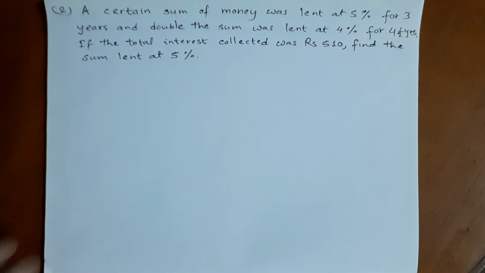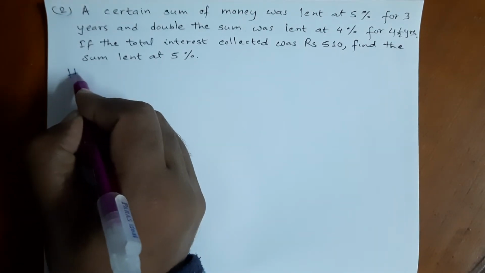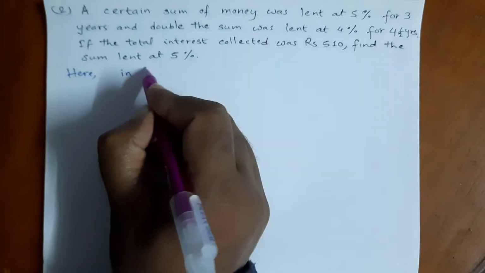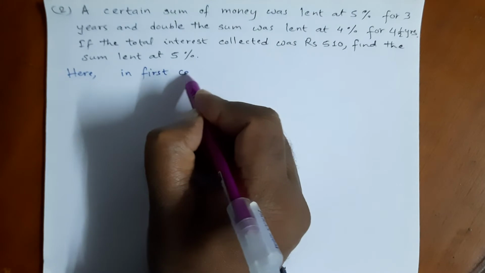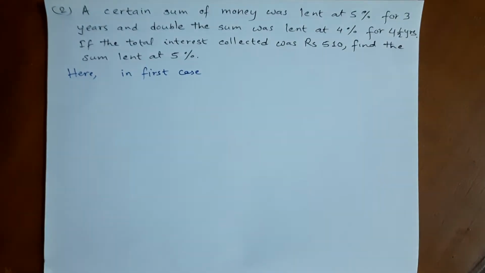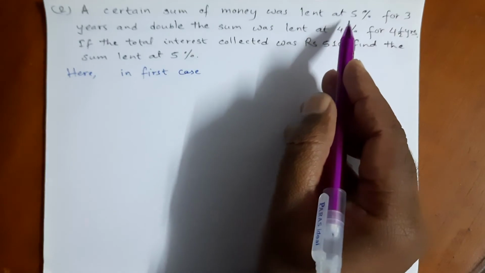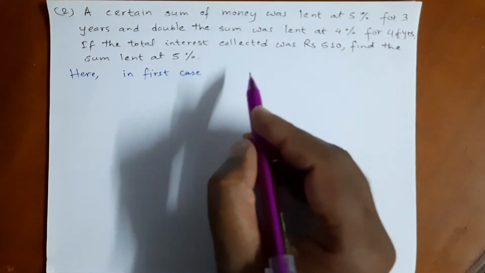The next question is: a certain sum of money was lent at 5% for 3 years and double the sum was lent at 4% for 4.5 years. If the total interest collected was rupees 510, find the sum lent at 5%. So here we have two cases. In the first case, a sum of money was lent at 5% for 3 years.